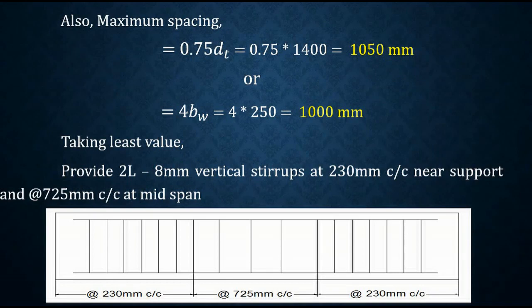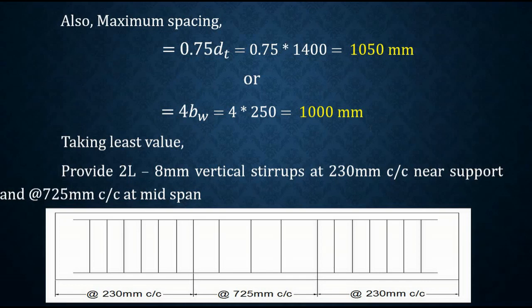Next is maximum spacing. How did we get these formulas is according to the code book of IS 1343, we have two standard formulas for maximum spacing. Like that, we have considered 0.75 dt as one formula and 4 BW as the second one. So let's find out how much is that. It will be 0.75 into 1400. We will get 1050 mm. Next is 4 BW, 4 into 250 is 1000 mm.